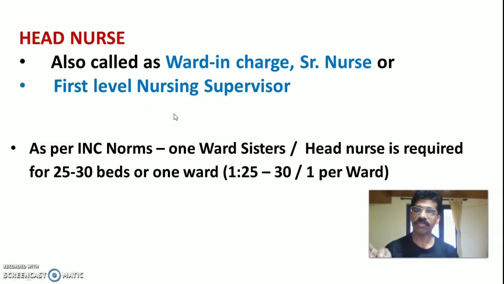The ratio of head nurse to patient or bed, as per the Indian Nursing Council norms, is one head nurse or ward sister required for 25 to 30 patients or 25 to 30 beds, or one head nurse for one particular ward or unit. That means in short, 1:25 to 30. That is one head nurse for 25 to 30 patients, or one head nurse or ward in charge per ward or per unit. This is the norm for recruiting a head nurse to a particular ward.